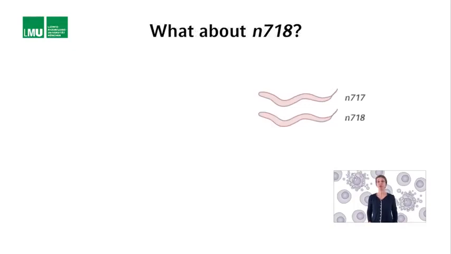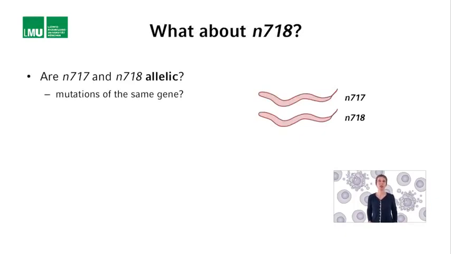Now coming back to the second mutation that Hilary Ellis had identified, N718. Are N717 and N718 mutations in the same gene and therefore allelic, or are they mutations in two different genes? Basically, do they define one or two genes? How can you figure this out?